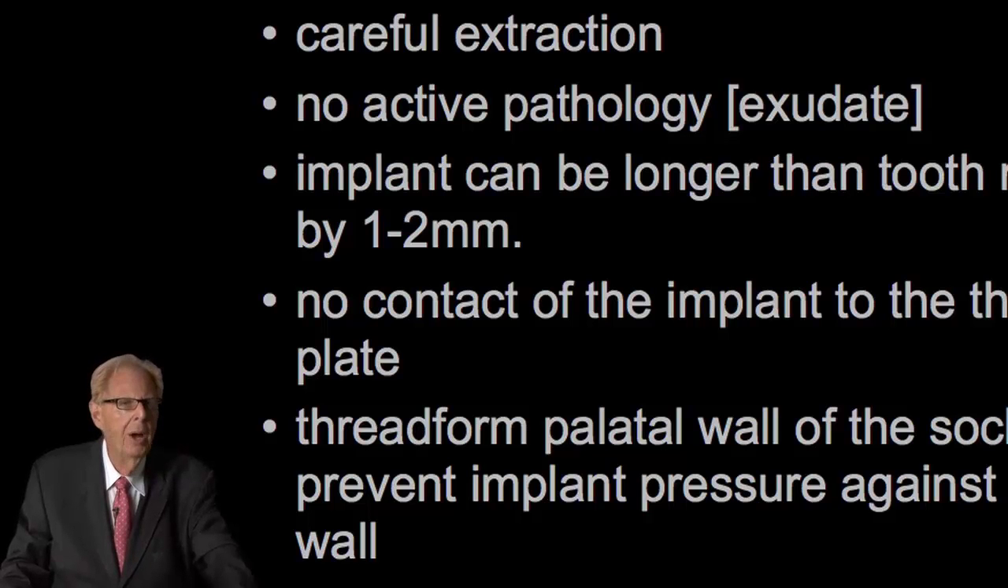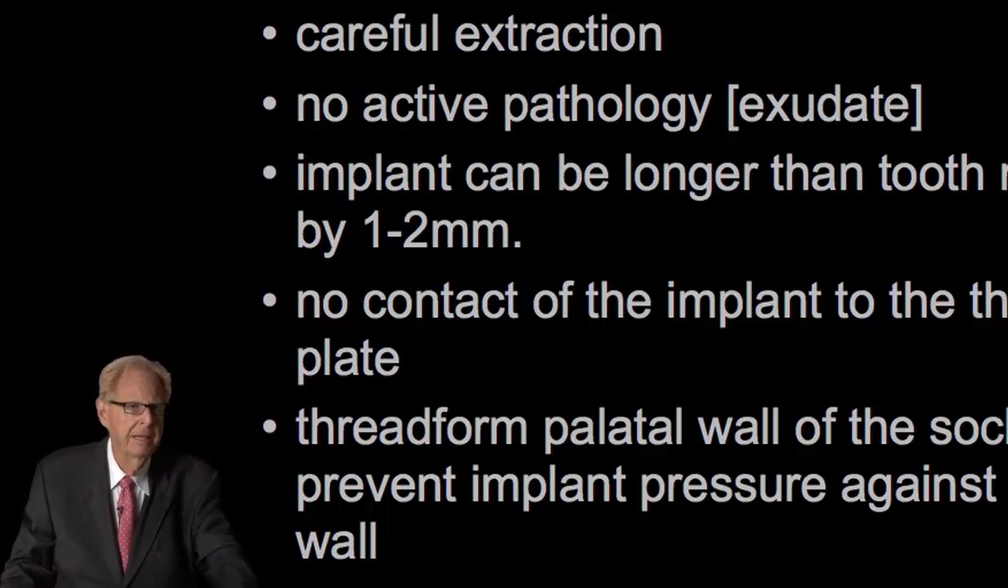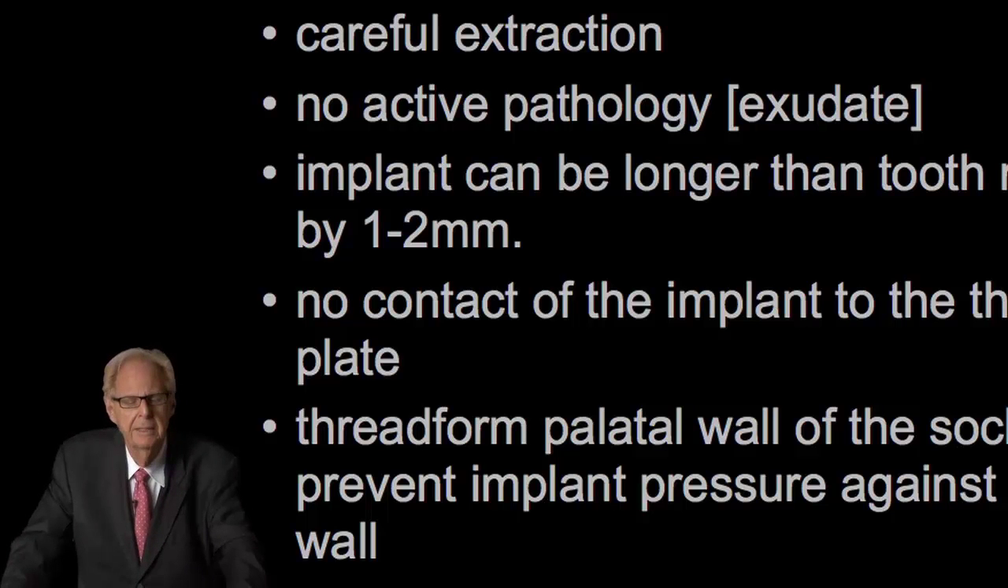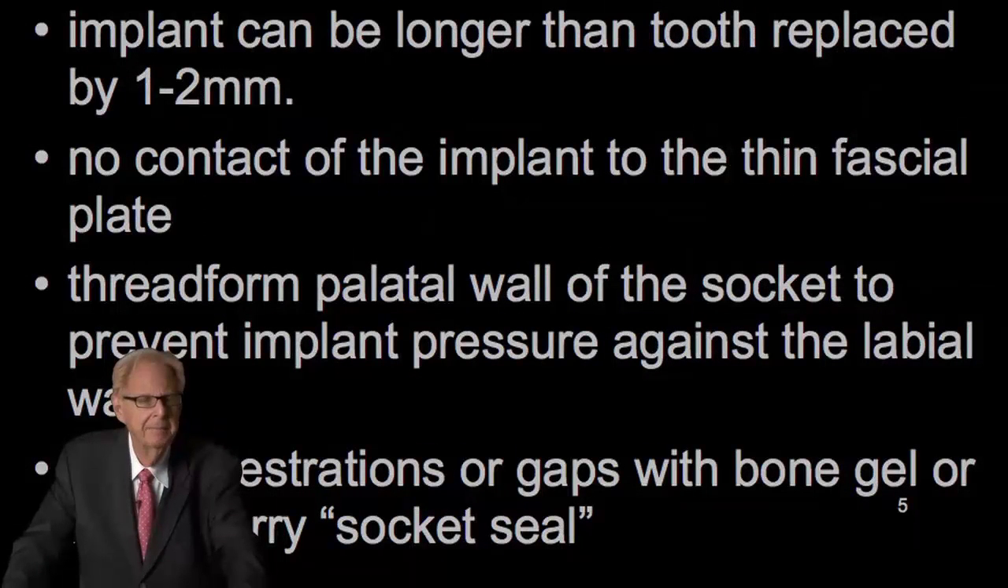There should be no active pathology. In other words, if you remove the tooth and there's exudate, you would probably have to consider a delayed extraction replacement. We're going to clean the site well. The patient's going to be on antibiotics, and in that case we may have to make an alternate type of provisional. The implant can be longer than the tooth you're replacing, so you are improving crown-root ratio by 1 to 2 millimeters.